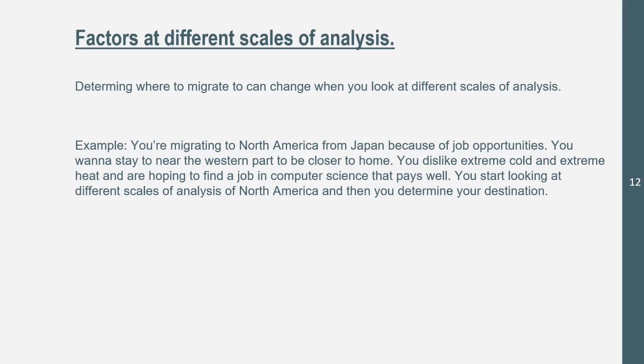Factors at different scales of analysis. Determining where to migrate to can change when you look at different scales of analysis. An example would be, you're migrating to North America from Japan because of job opportunities. You want to stay near the western part to be closer to home. You dislike extreme cold and extreme heat and are hoping to find a job in computer science that pays well. You start looking at different scales of analysis of North America, and then you determine your destination.